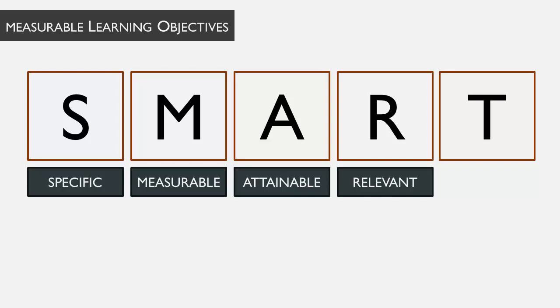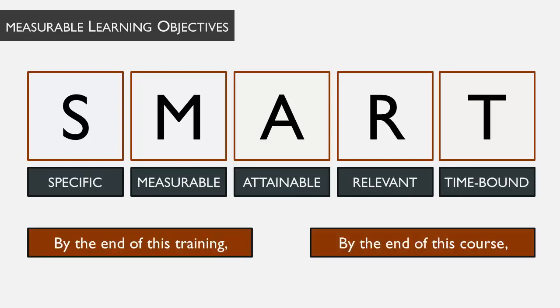The objective should be relevant to the needs and the context of the participants. And finally, the objective should be time-bound. This means that there should be a clearly defined time frame in which the objective will be achieved. This might be as simple as stating, "by the end of this training," or "by the end of this course."